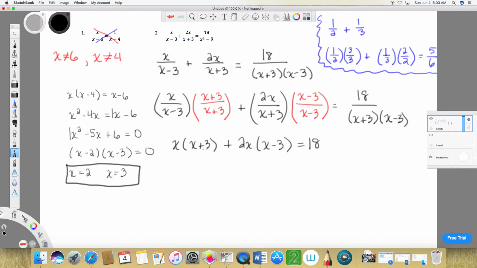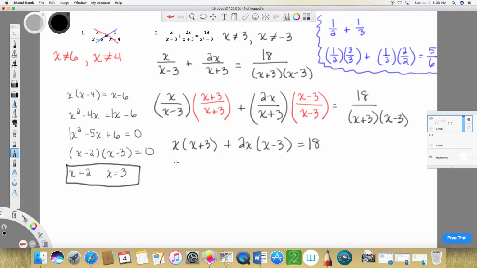Now, this solution set may not be the same solution set as the original equation, because when we multiplied both sides of an equation by a variable, by that common denominator, we could have introduced extraneous solutions into our equation. So we need to solve this quadratic equation and then check and make sure that we don't get a positive 3 or a negative 3 in our solution set.